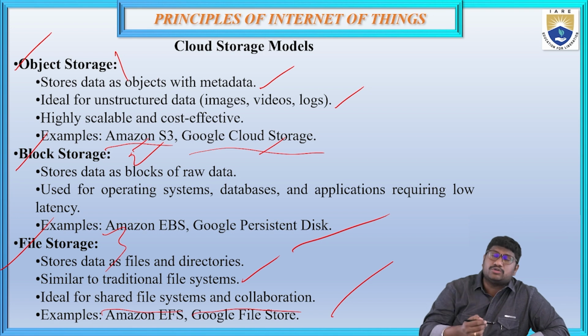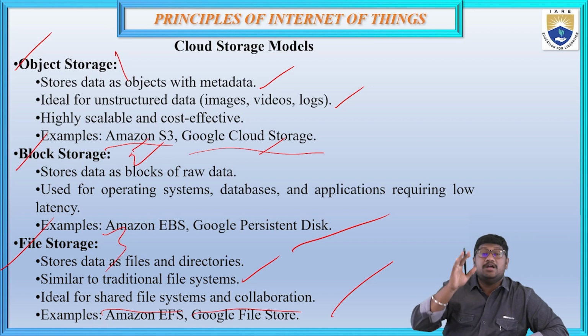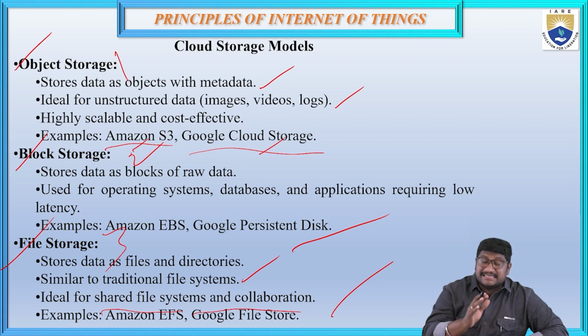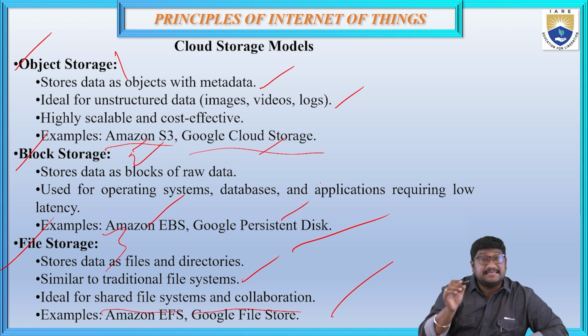And coming to block storage, which is our second type of storage, here in this block storage, we are storing the data as blocks of raw data. We are purchasing blocks automatically. The cost is very high compared to object storage. And here I am using a particular operating system, a particular database, and a set of applications which require low latency. The best examples for block storage are Amazon EBS and Google Persistent Disk.